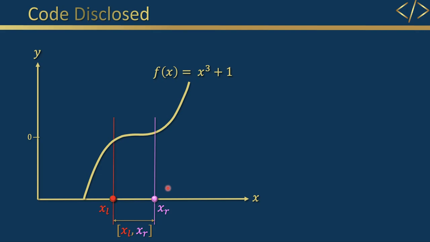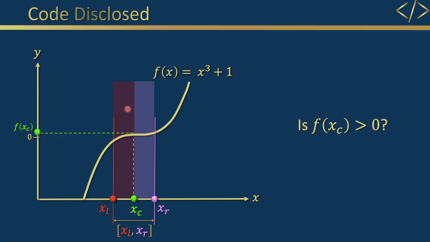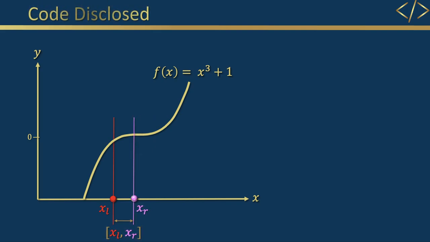Okay, let's do that again. Let's half it, and then we have two regions, and then we need to evaluate our function at xc. You can see here that our function is still negative, which means that our root lies on the left now. Let's do exactly the same: move the right boundary and put it equal to the middle point, and let's half it.